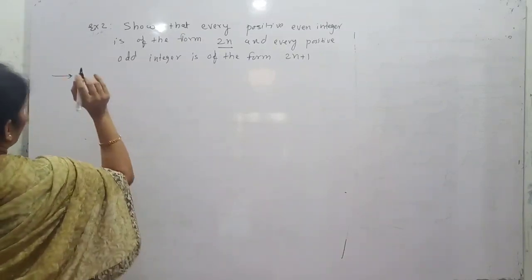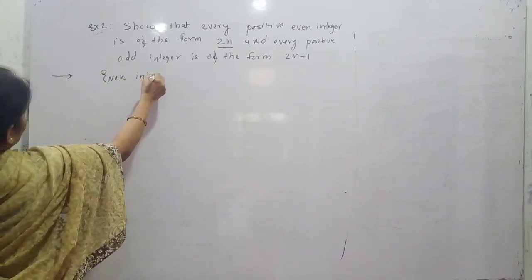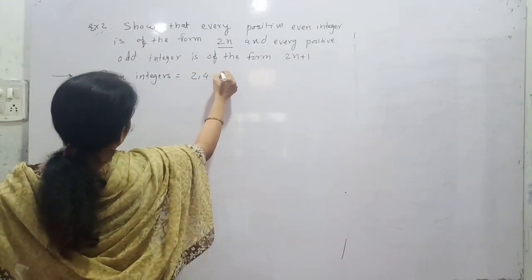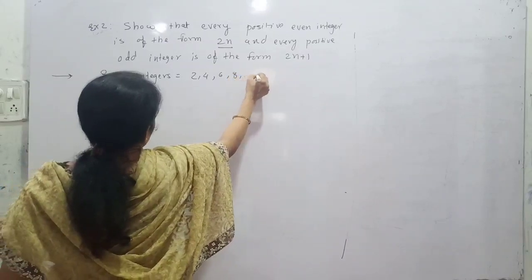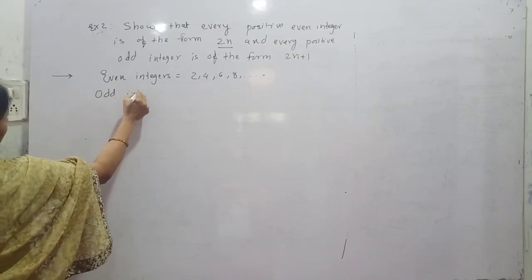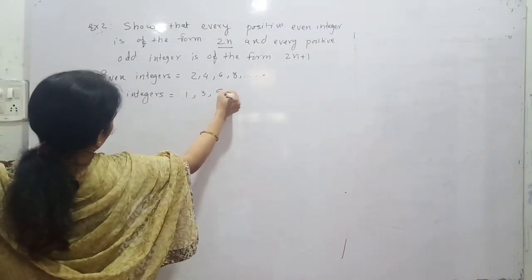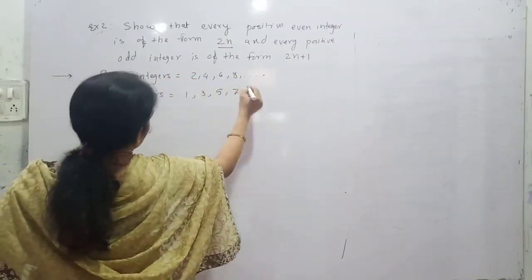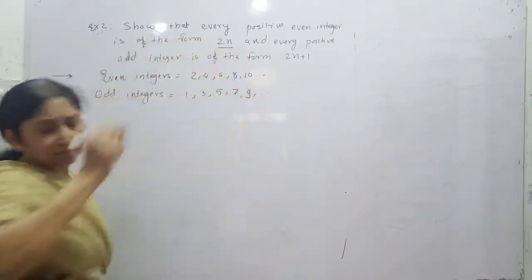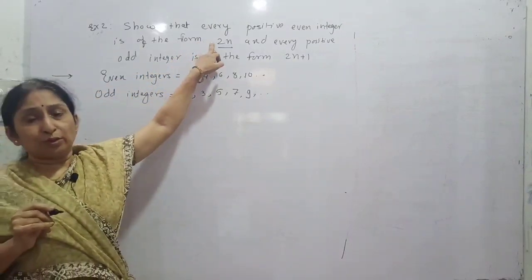Now, even integers. Which are even integers? 2, 4, 6, 8, 10. Odd integers: 1, 3, 5, 7, 9. Now it is of the form 2n.